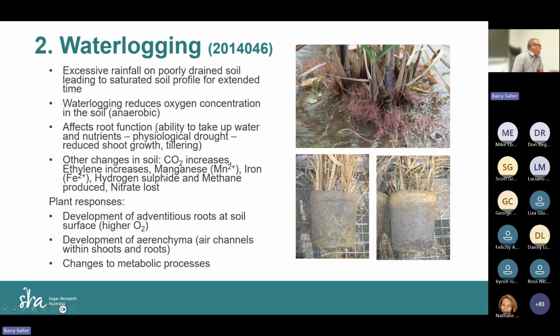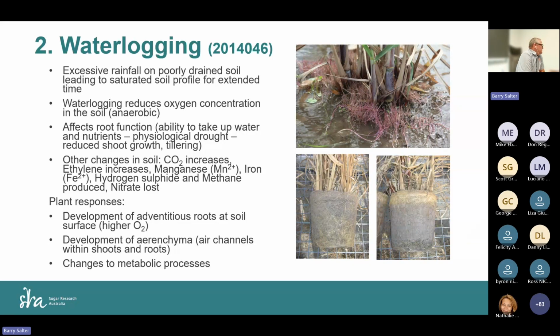But there are some other things that happen. You start to see things like ethylene being produced, you get manganese ions being produced in the soil, you get hydrogen sulfide, you get methane. So there's a whole range of chemical changes that happen in those waterlogged soils as well. And some of those have almost a toxicity type effect on the root system too.